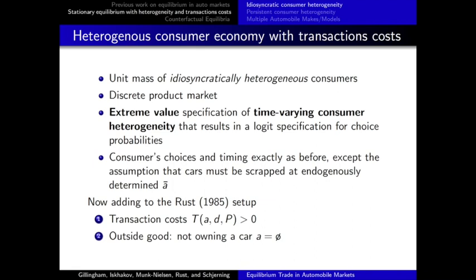So we're going to determine that also in equilibrium. Okay. So now what are we adding? We are still on the Mike Keane quest of going simple to general. So we add transaction costs now, and then we also add the outside good of not owning a car.